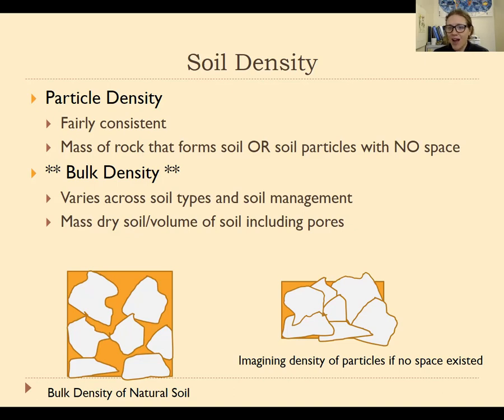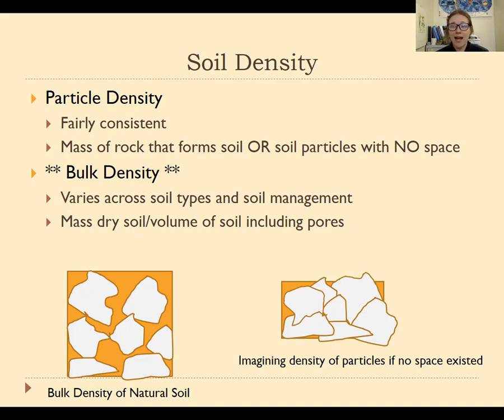But of course, in the environment, soil is not just particles. Soil is a complex ecosystem with lots of organisms, lots of pore space, plant roots, fungal hyphae, aggregates, macropores, micropores. So the actual density of the soil in its natural environment is going to be really different than that particle density. It's going to be a lot lower because there's going to be a lot of air and other space in there. That real soil, in its natural structure, is what we call bulk density. And that of course varies across soil types and soil management.